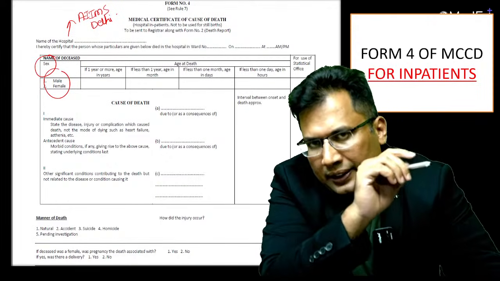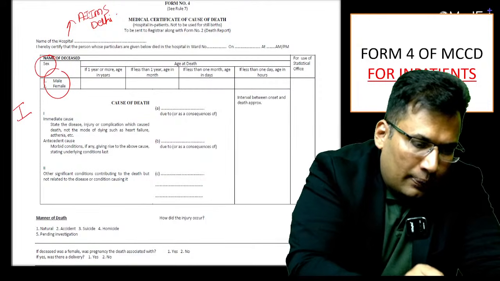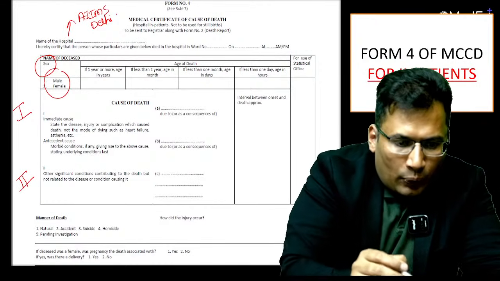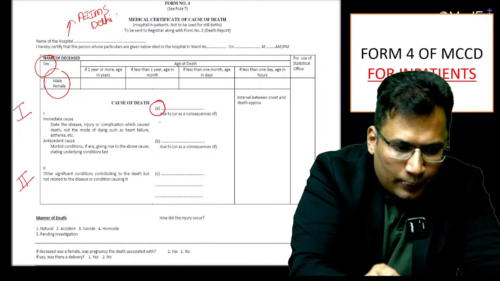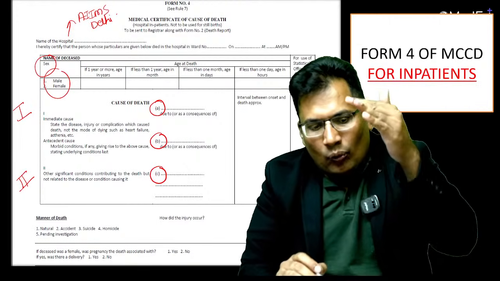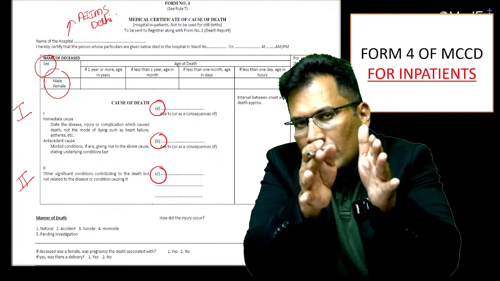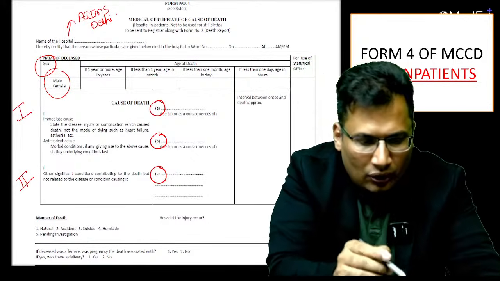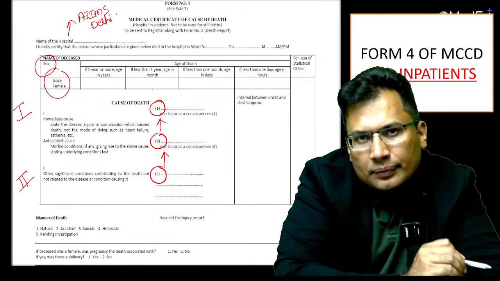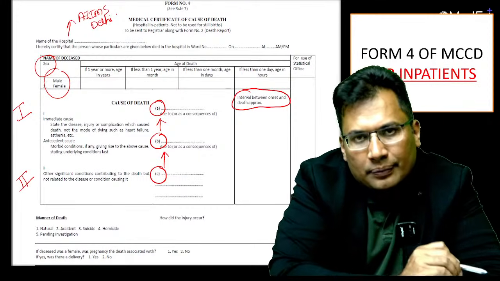The cause of death in MCCD has 2 parts, part 1 and part 2. You can see here part 1 and part 2. Part 1 again has 1A, 1B and 1C. 1C leads to 1B, 1B leads to 1A. And also you can mention the interval between onset and death.